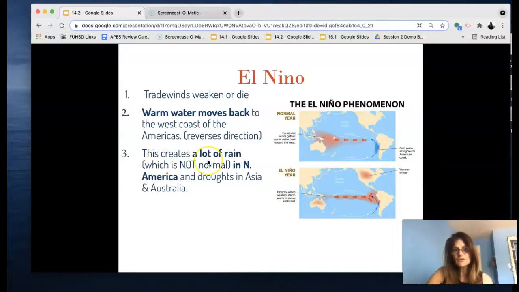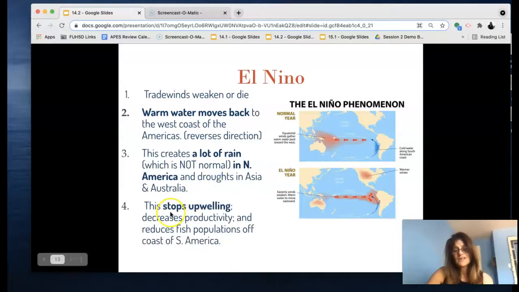And this creates a lot of rain in North America, which is not normal. And it creates droughts in Asia and Australia, as you saw in the video, droughts which can even lead to fires. And most importantly, it stops the upwelling, which decreases productivity in the ocean along these coasts, and it reduces the fish populations, especially off the coast of South America. So it's really bad for the fishing economy during an El Nino year.